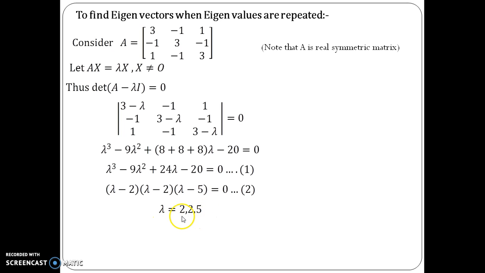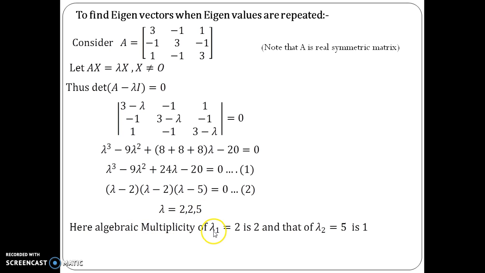When I simplify it further, I obtain lambda equal to 2, 2 and 5. Now what I see over here is that 2 is repeated 2 times and 5 is repeated only once. So the algebraic multiplicity of lambda 1 equal to 2 is 2, and that of lambda 2 equal to 5 is 1. We have already cleared that algebraic multiplicity is the number of times an eigenvalue is repeated. So that is what I have written over here.